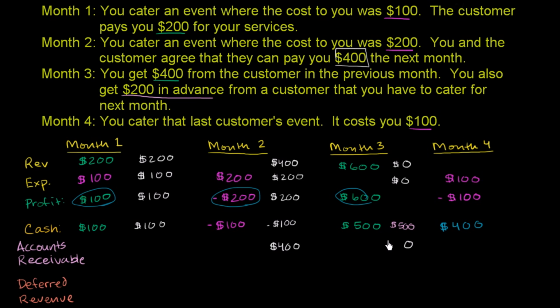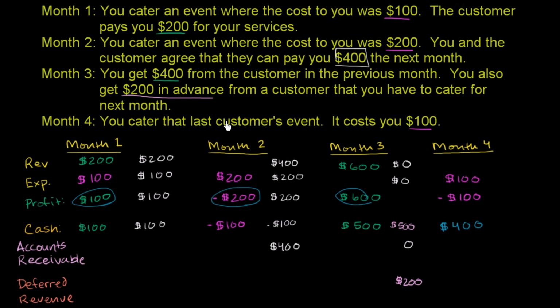But we didn't earn any revenue. That $200, that was a kind of a cash advance. So we put that right over here in deferred revenue. That's revenue that we're deferring to a future period. In the future, we will earn it. This is now a liability because we are obligated to earn that revenue.